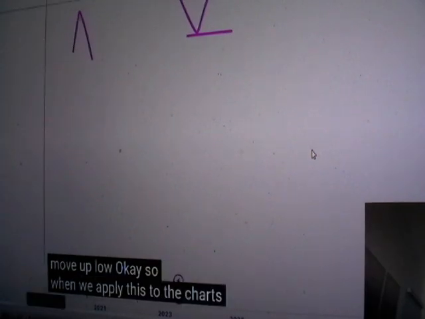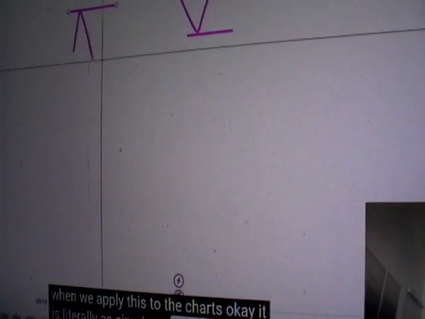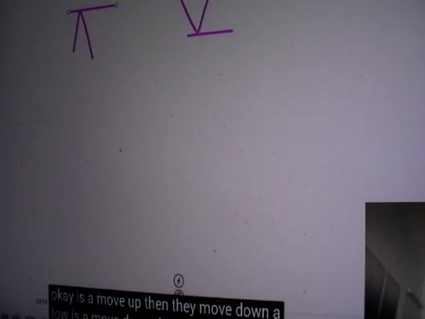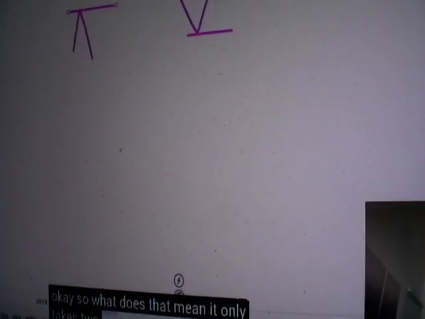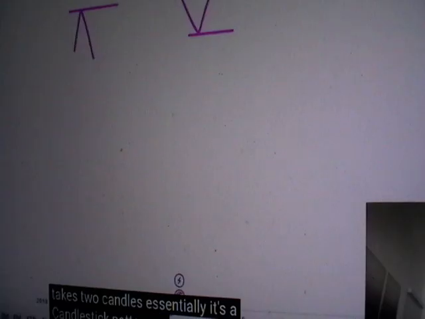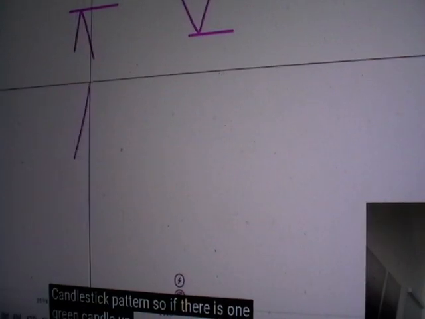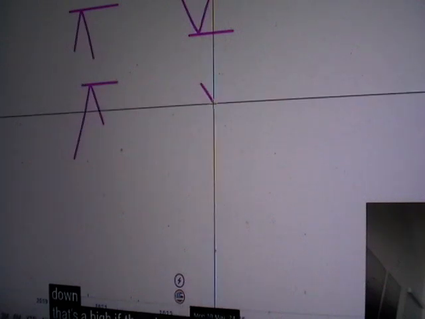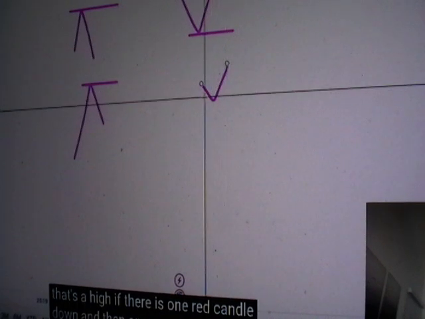When we apply this to the charts, it is literally as simple as that. A high is a move up, then a move down. A low is a move down, then a move up. So what does that mean? It only takes 2 candles. Essentially, it's a candlestick pattern. So if there is one green candle up and then a red candle down, that's a high. If there is one red candle down and then one green candle up, that's a low.